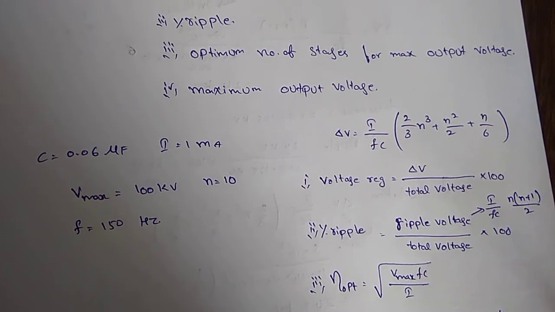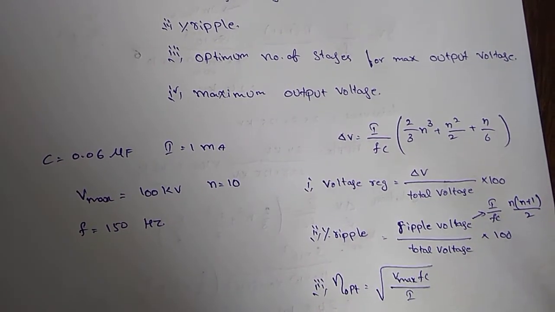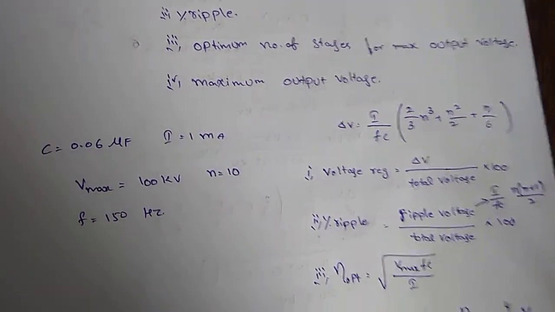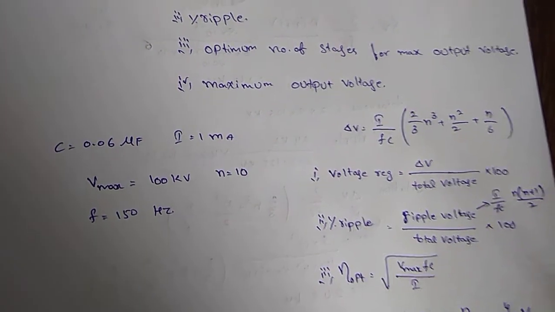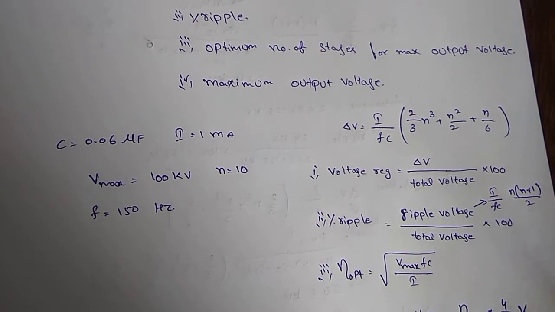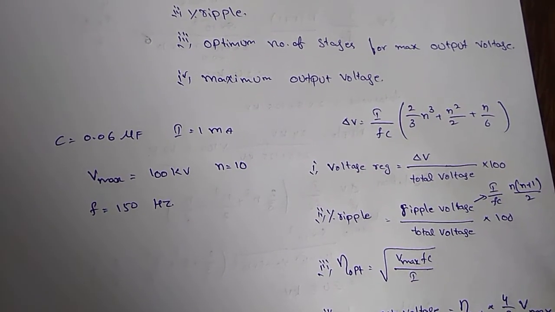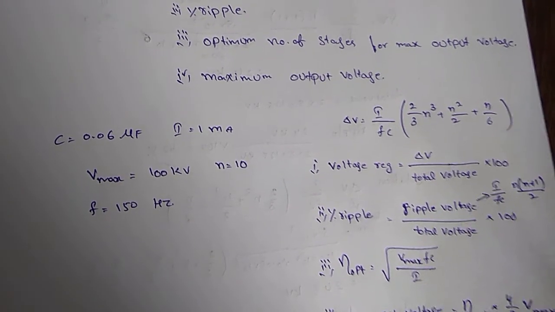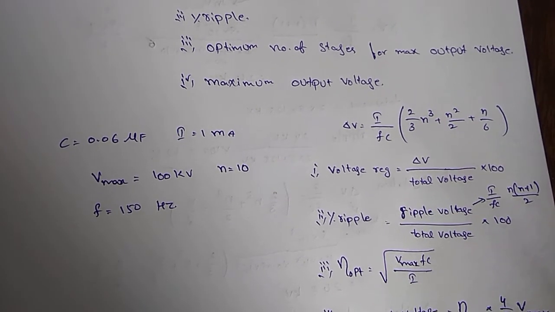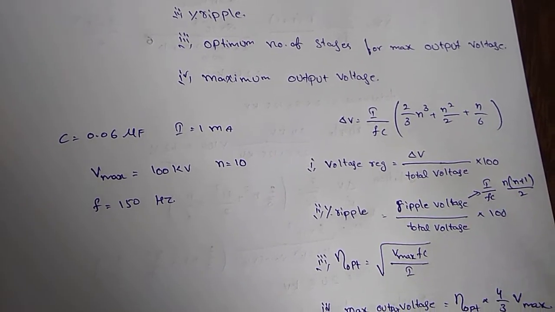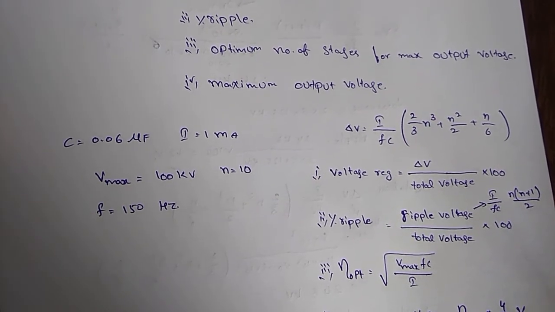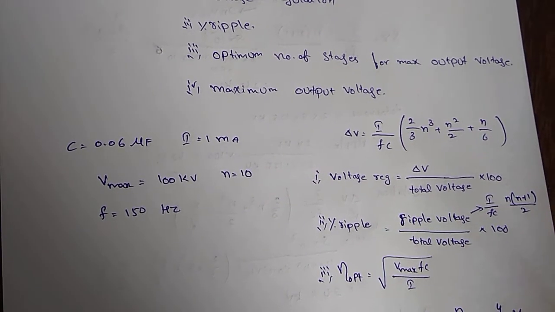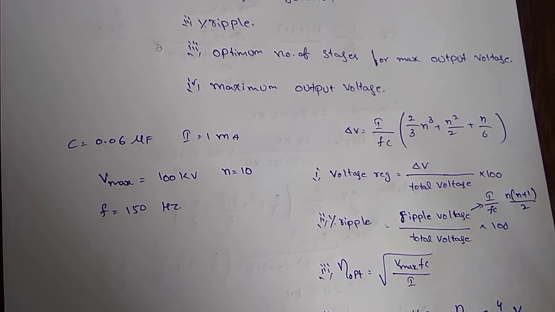We already used the same formulas in our previous problem. Voltage regulation equals voltage drop divided by total voltage, where the total voltage is 2n Vmax. Coming to the percentage ripple, it is ripple voltage divided by total voltage, where the ripple voltage is I by Fc into n plus 1 by 2. For the optimum number of stages, it is the square root of Vmax into Fc by I.